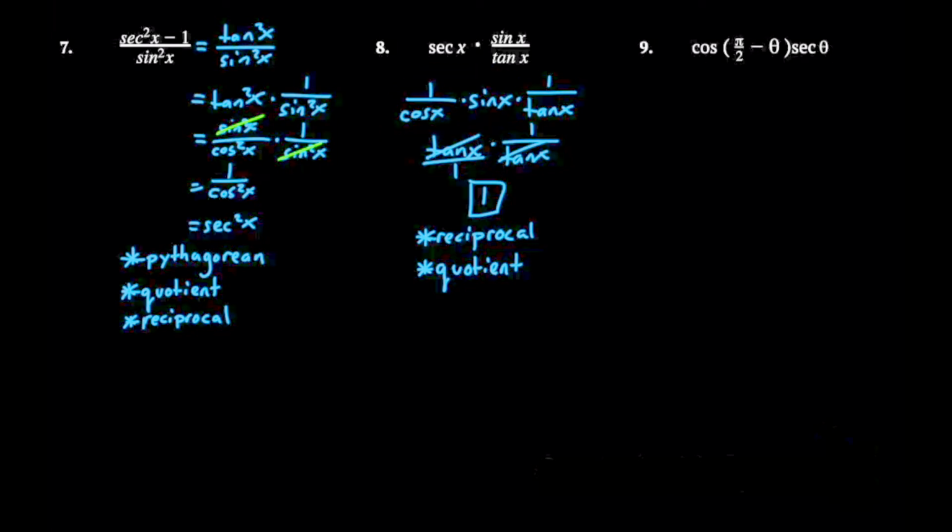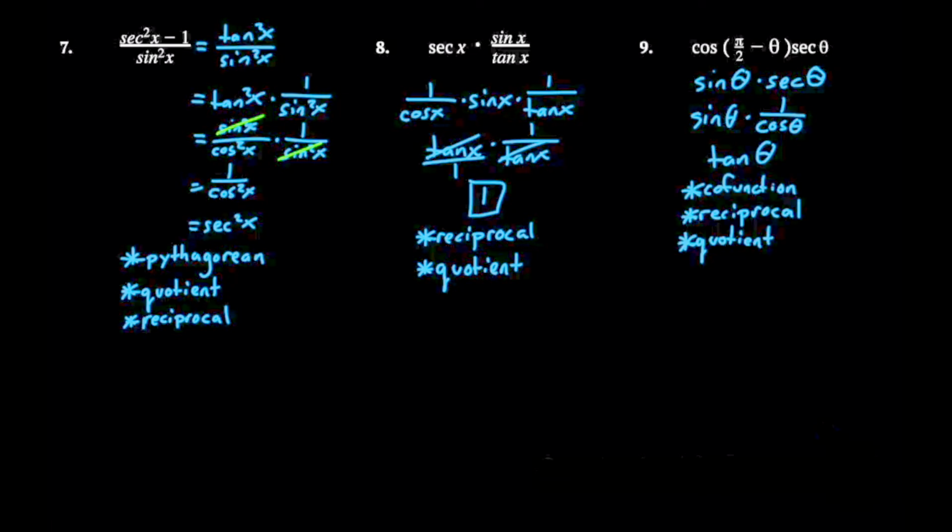In number 9, we have cosine of pi over 2 minus theta, which is a cofunction identity. I can change that into sine of theta, and then still times secant of theta. So I'll leave the sine of theta alone, but we can change secant into 1 over cosine, and that helps me a little bit because I can change sine over cosine into tangent of theta. So this problem made use of cofunction, reciprocal, and quotient identities in that order.